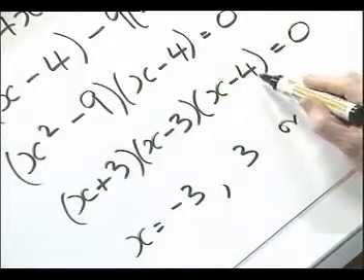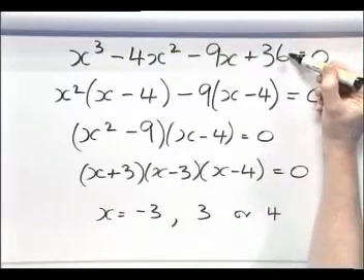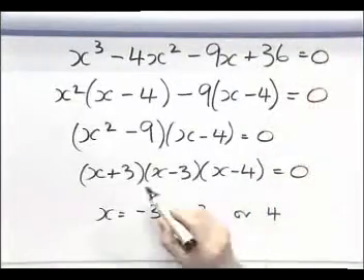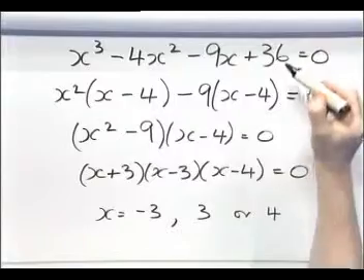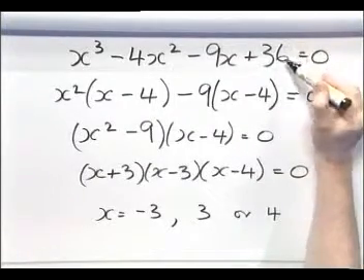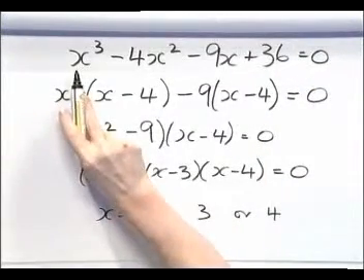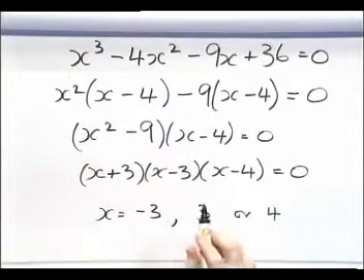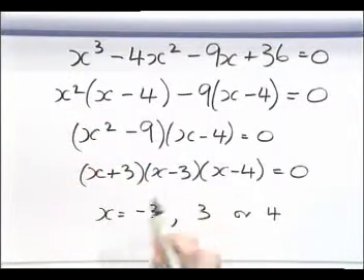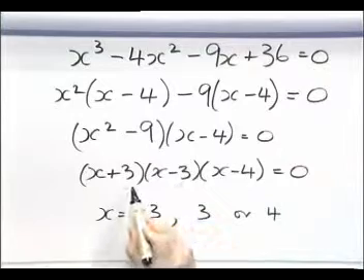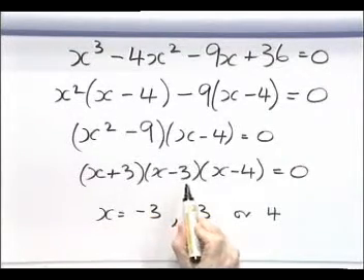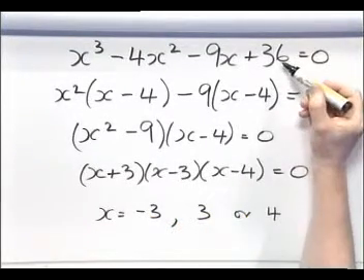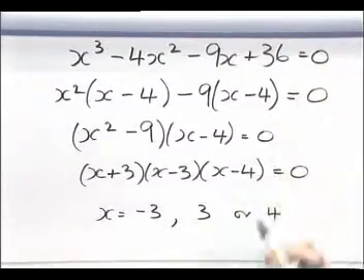You may have noticed that in each example that we've done, every root is a factor of the constant term in the original equation. For instance, 3 and 4 both divide into 36. As long as the coefficient of x cubed is 1, this must be the case, because the constant is simply the product of the roots. 3 times 3 times 4 is equal to 36. This gives us another possible approach.